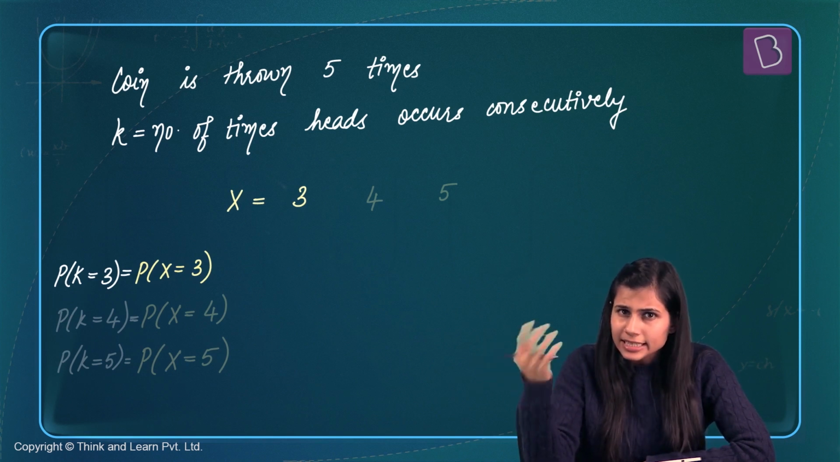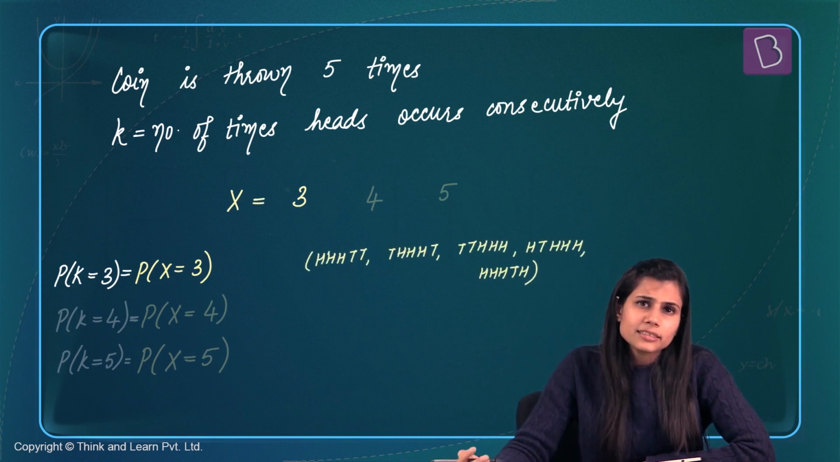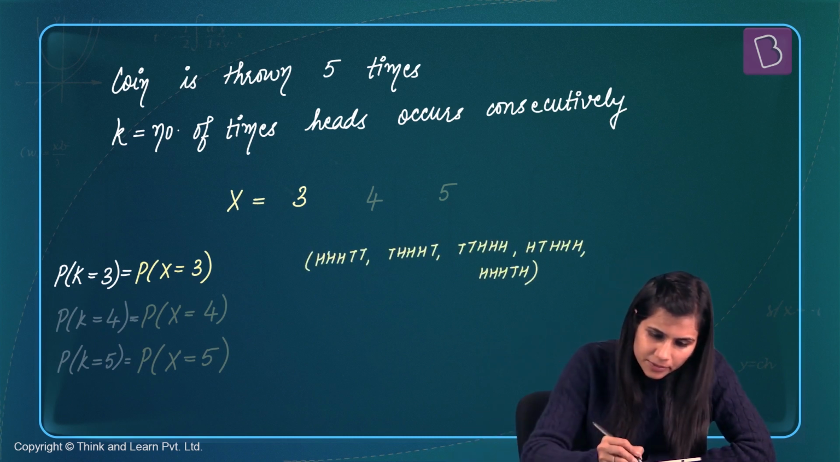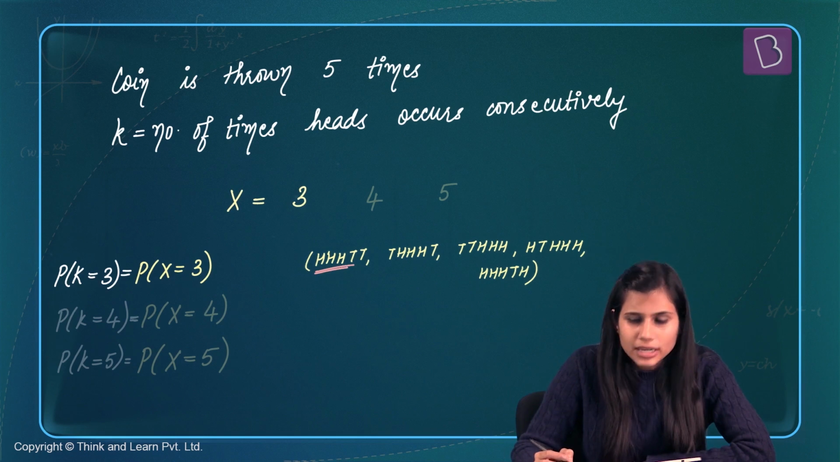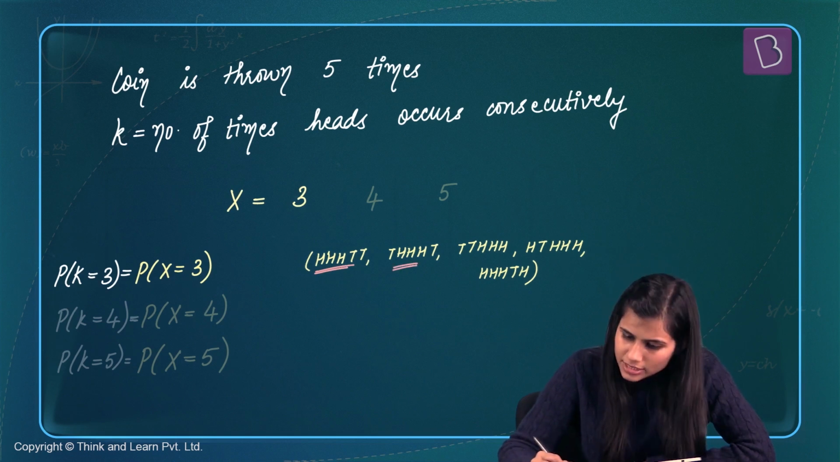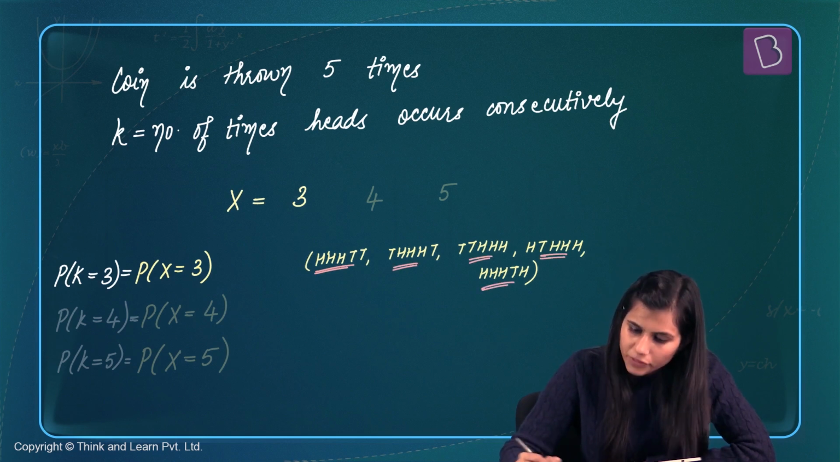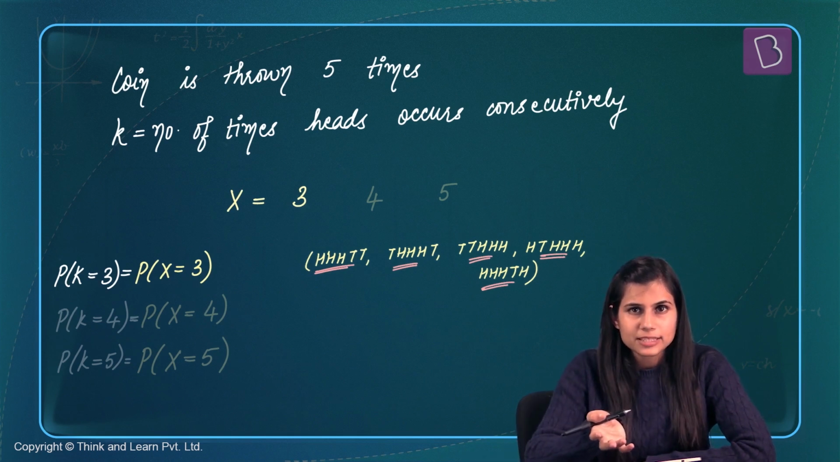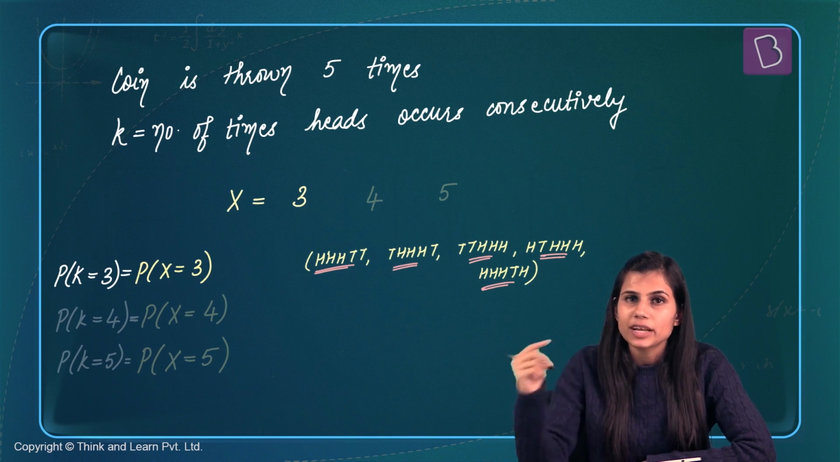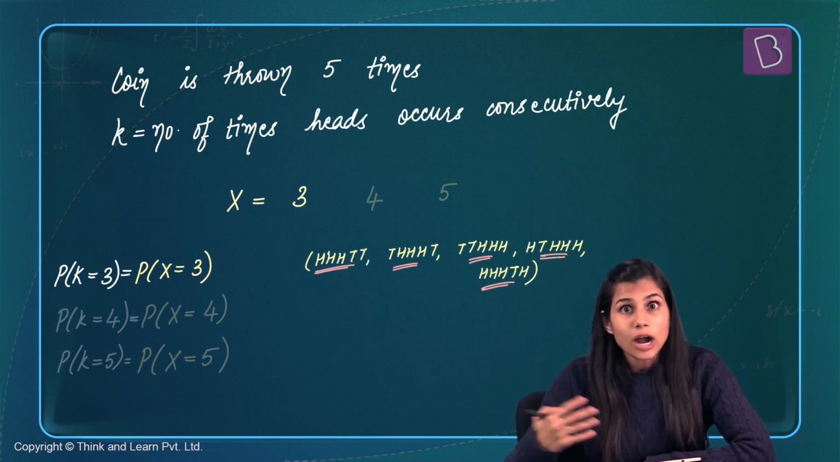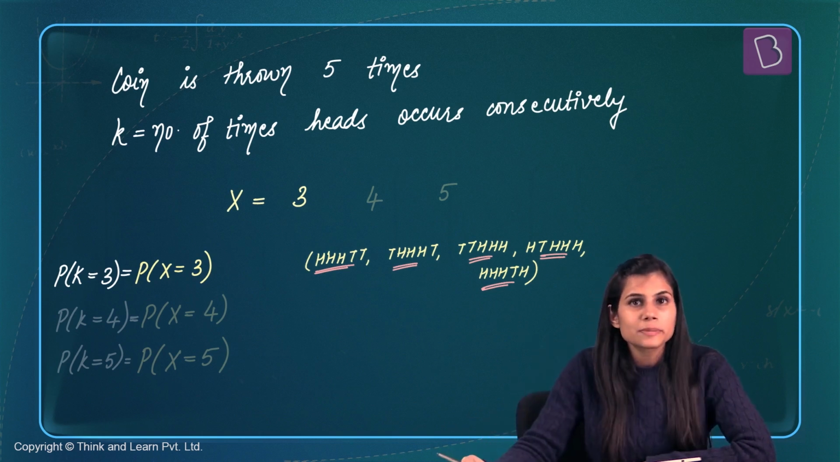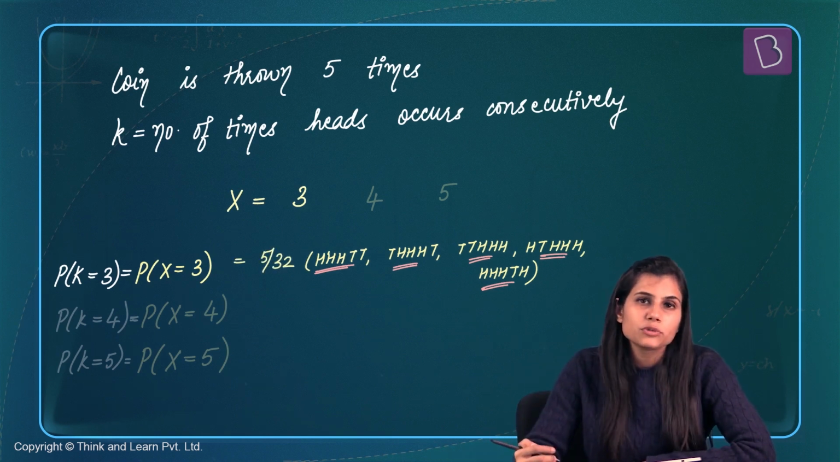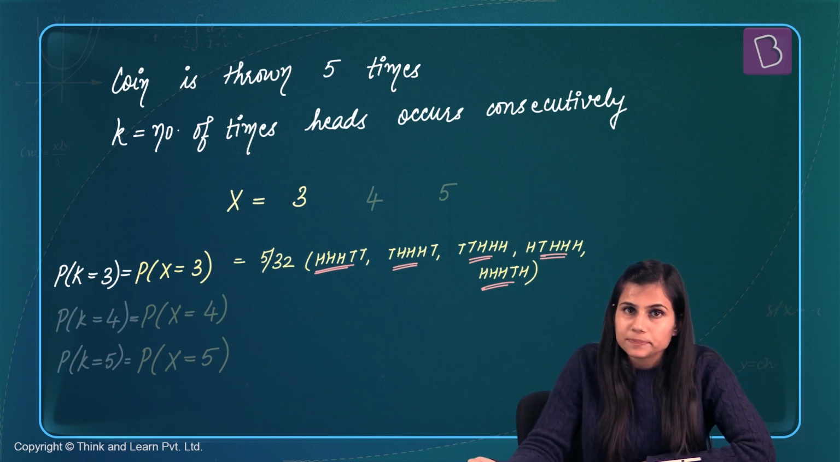You can very easily decode this. Head can occur consecutively 3 times either in this particular outcome, or when the outcome is this, or this, or this, or this. Now when you are tossing a coin 5 times, the total number of outcomes is 2 to the power 5, that's 32. And out of those outcomes, 5 outcomes are there in which head is occurring consecutively 3 times. So 5 by 32 is the probability of k equals 3.